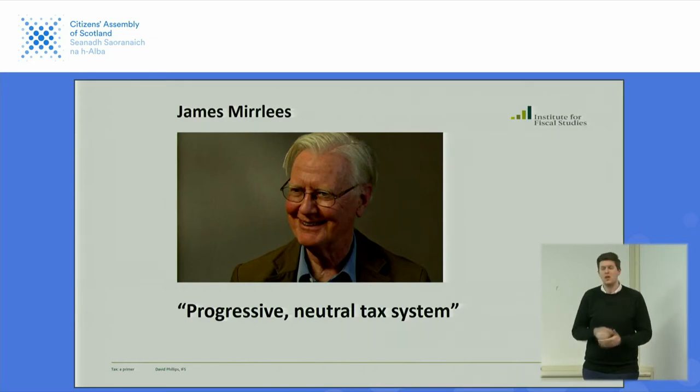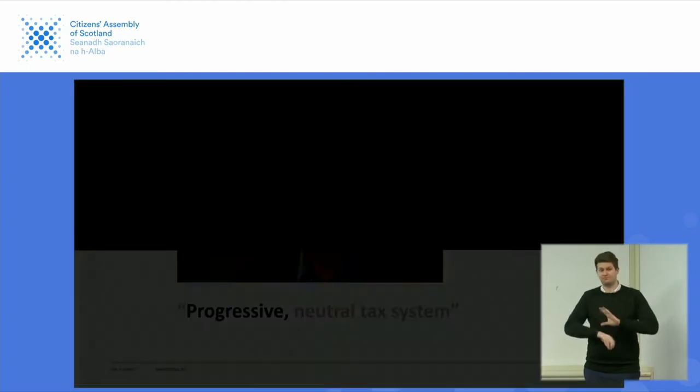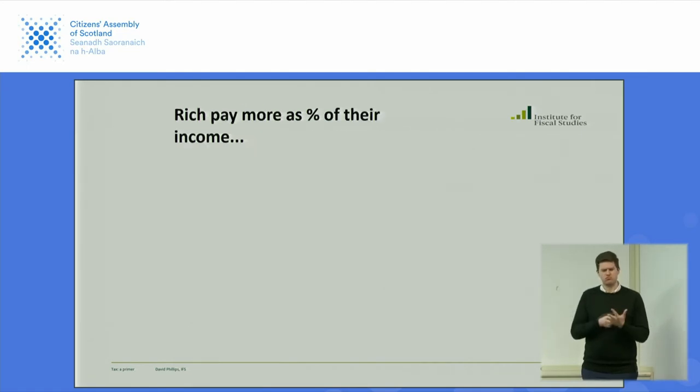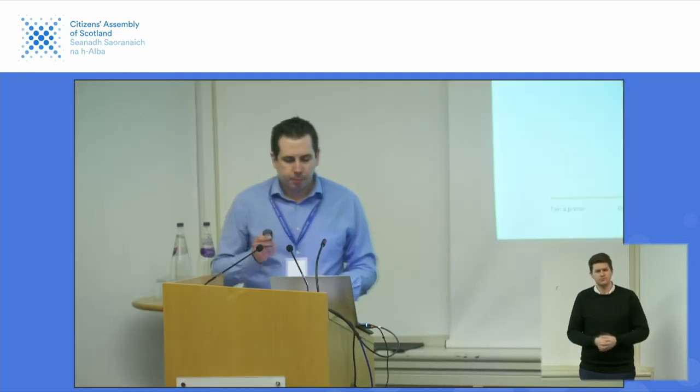Now, what does that mean? Well, each of these three words is important, so I'll go through them in turn. So the first word, progressive, what does that mean? Well, it means a tax system where the rich pay a bigger share of their income or their consumption, their spending, in tax than the poor. So do we have a progressive tax system in the UK?